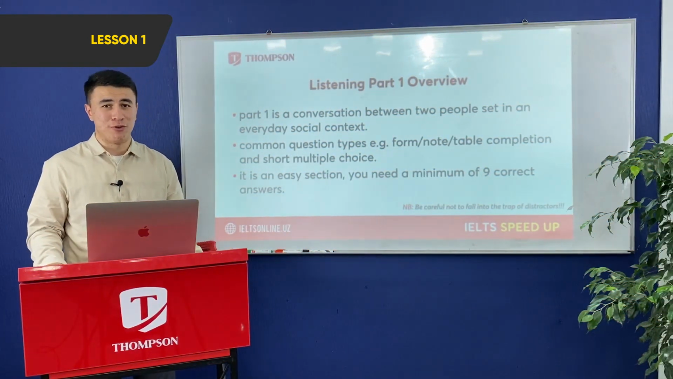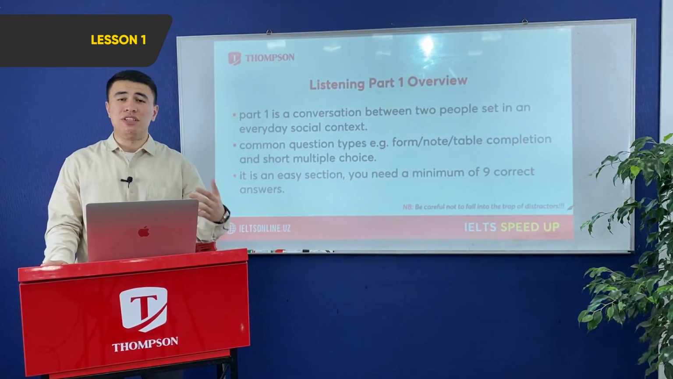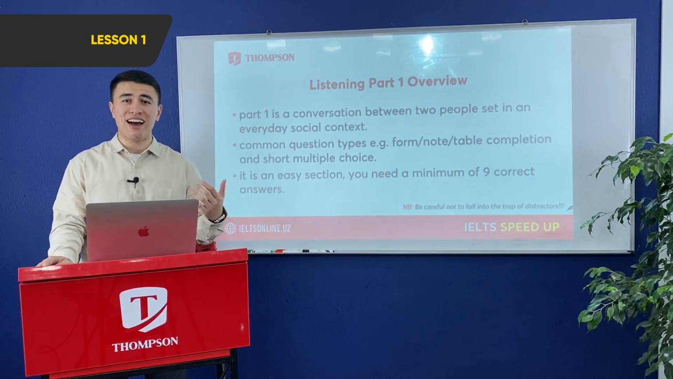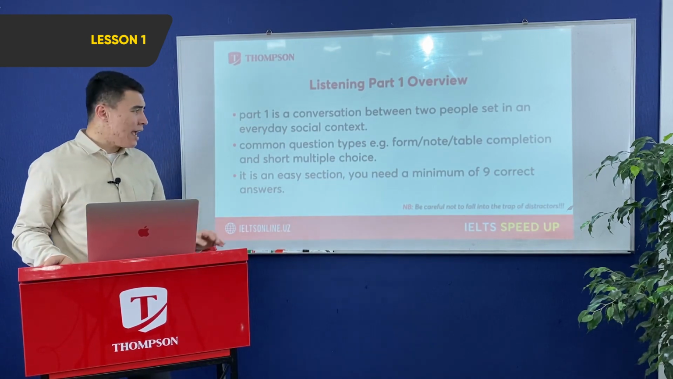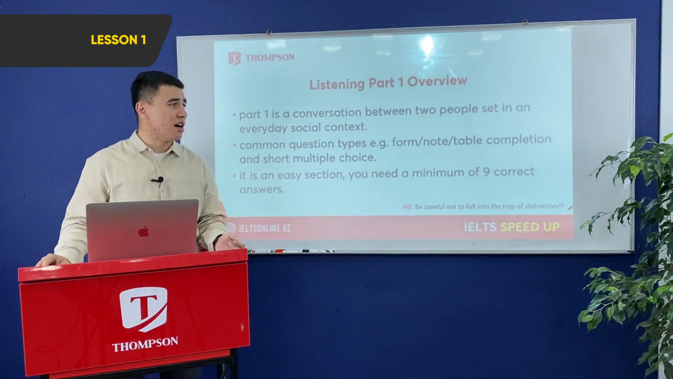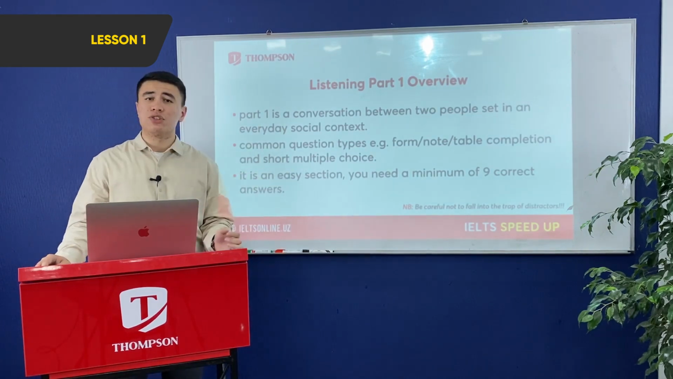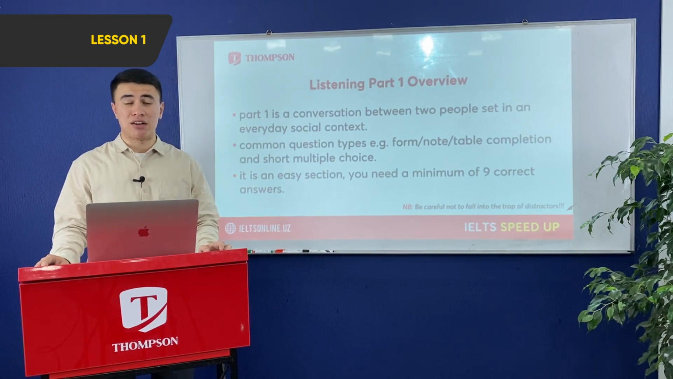Listening part 1 overview. As I said before, you will hear a dialogue between 2 people on an everyday social context, and you should get the answers from a conversation between 2 people. And of course, common question types are form, note and table completion, and of course, short multiple choice. You should keep in mind this is one of the easiest parts in your IELTS listening test. And for this reason, you should have minimum 9 correct answers in this part.